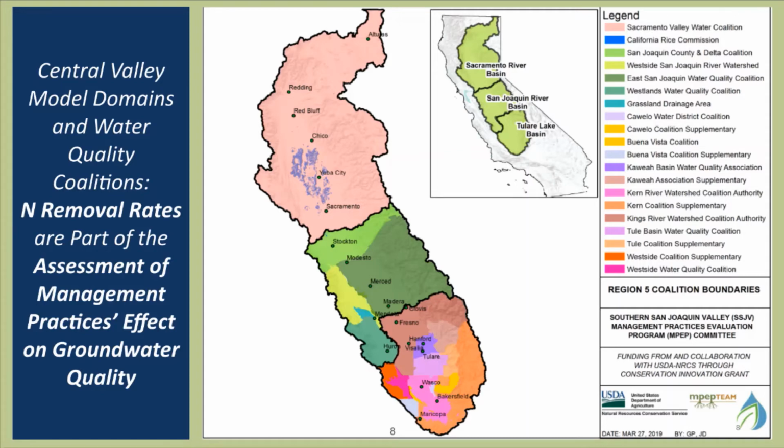I just want to mention another application of these N removal rates. They're used various ways in the Irrigated Lands program. All the modeling we do, for instance, has an explicit assumption of N removal rates as crops develop. And that's for all of these 3 modeling domains to cover the entire Central Valley.